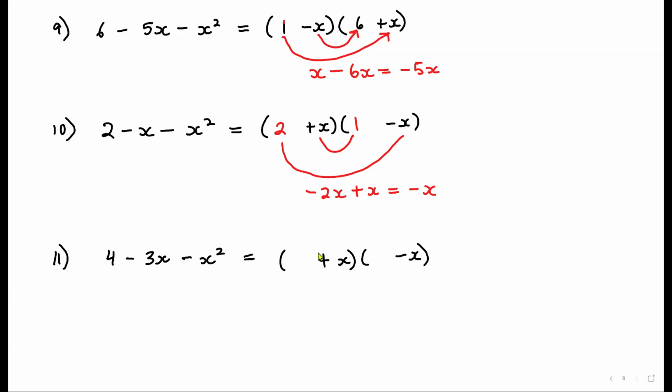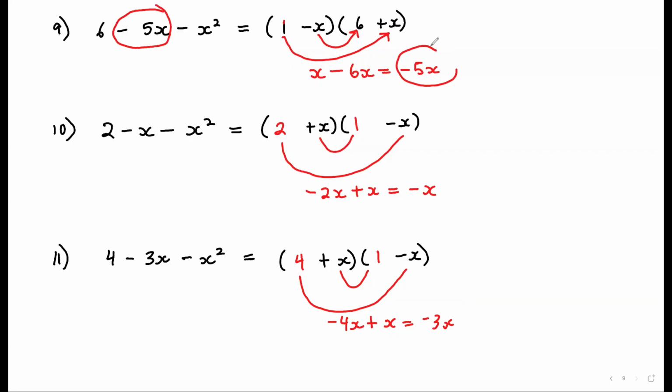So if I were to put 4 here and 1 over here, let's see what would happen, right? I know that it's going to give me positive 4. So that part is safe. However, I need to see if it will give me negative 3, right? So I'll say 4 times minus x, which is minus 4x. And then x times 1 is plus 1x. And negative 4 plus 1 is equal to negative 3. So that works, right?